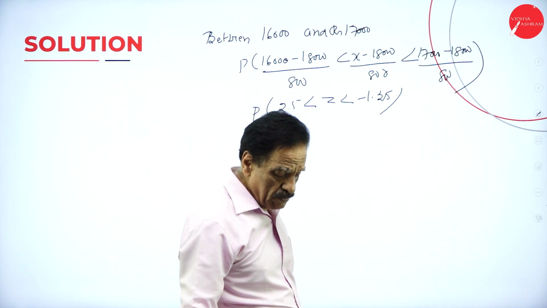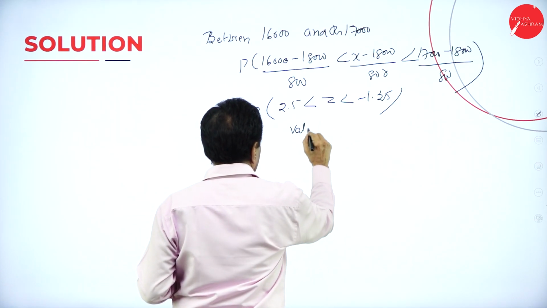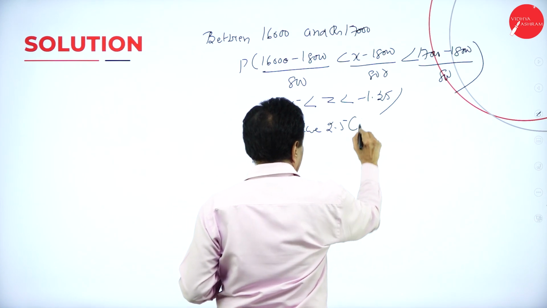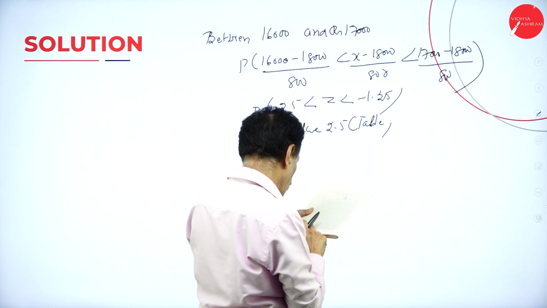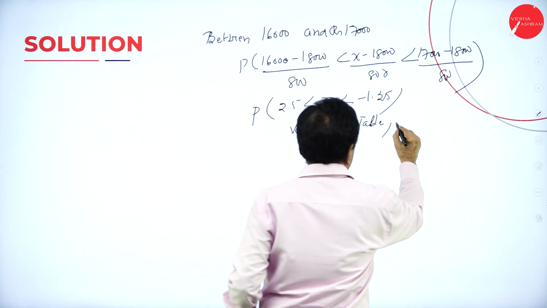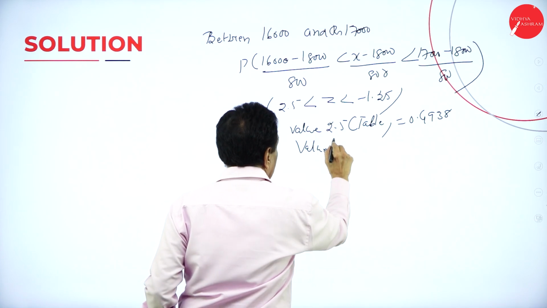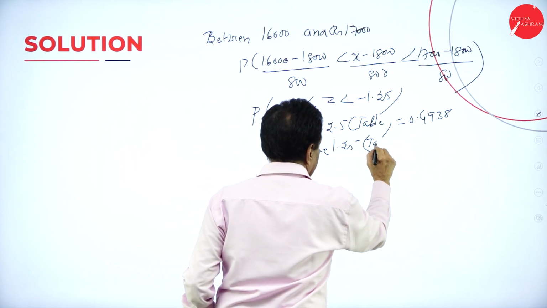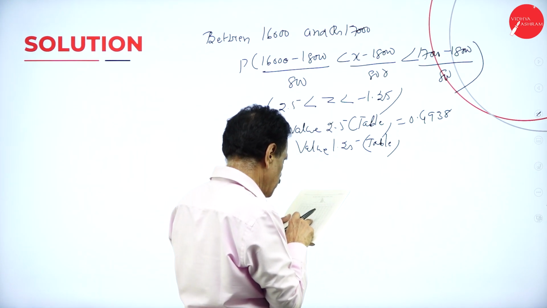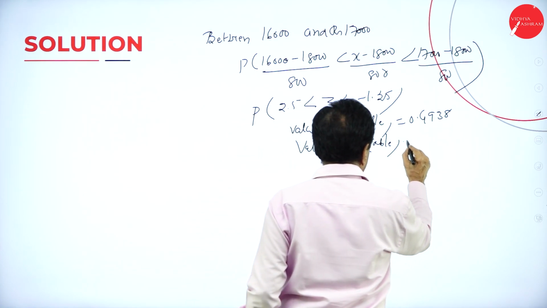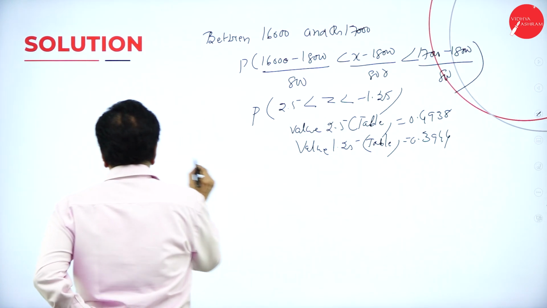Now you have to find out the values. First, the value for 2.5 as per the table is 0.4938. The value for 1.25 from the table is 0.3944. So here you put this.